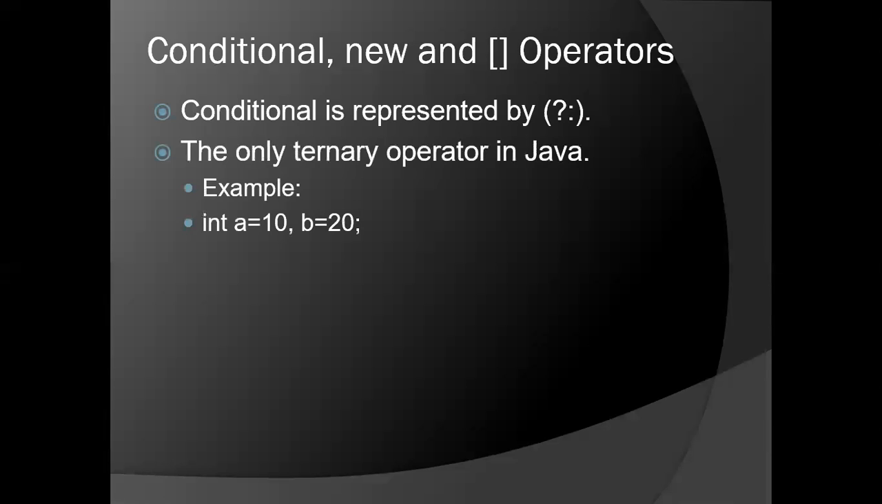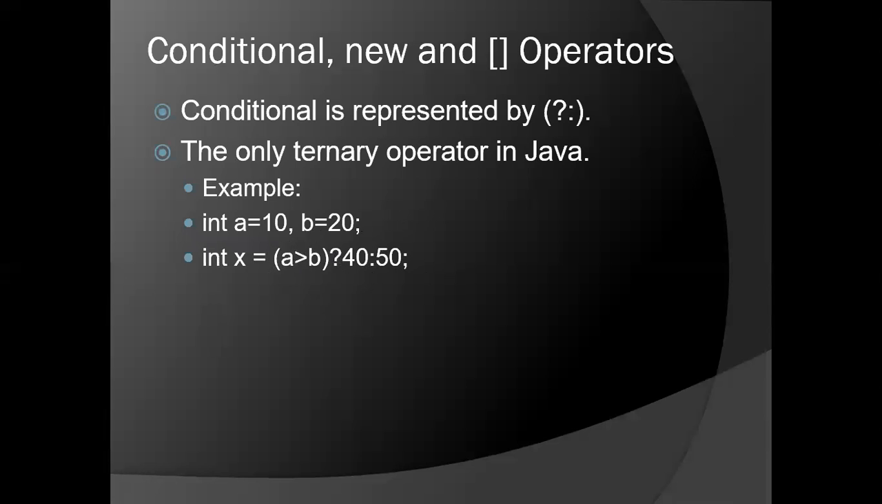Example here: A equals 10, B equals 20. In this case, what is the output? A greater than B, true or false? False. If it is false, it will pick up the second one after the colon. X will become 50. If it is true, it picks 40.